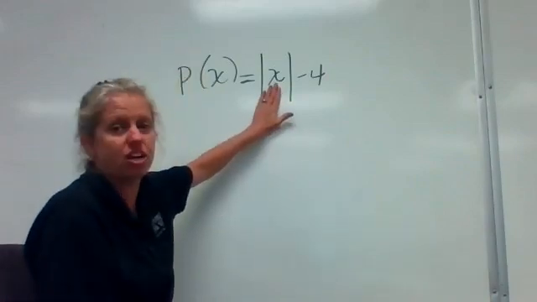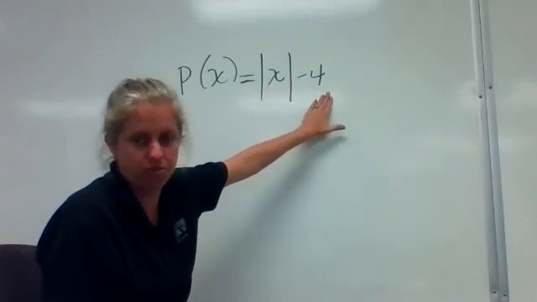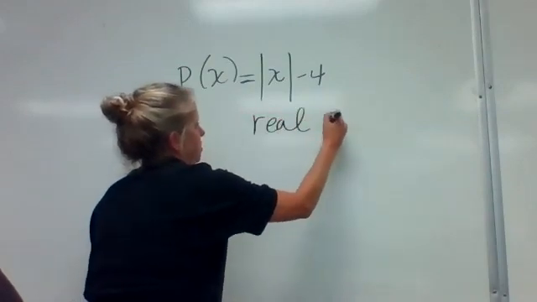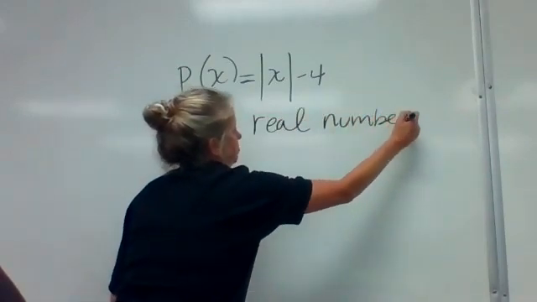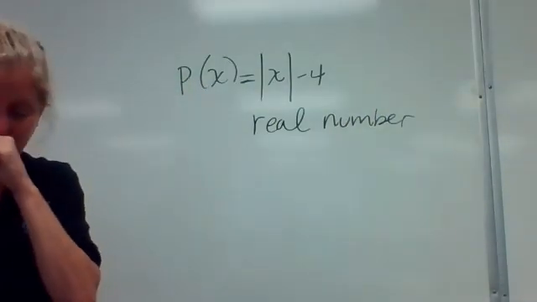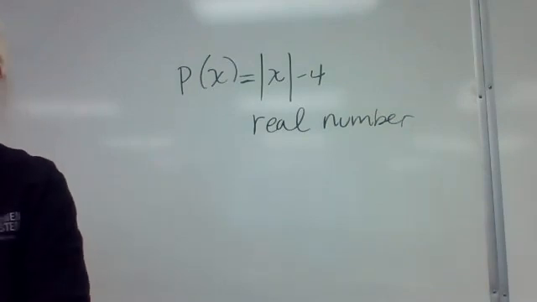You can take the absolute value of any real number. And then you can subtract 4 from it. So again, x is a real number, any real number. And the last one of this section.